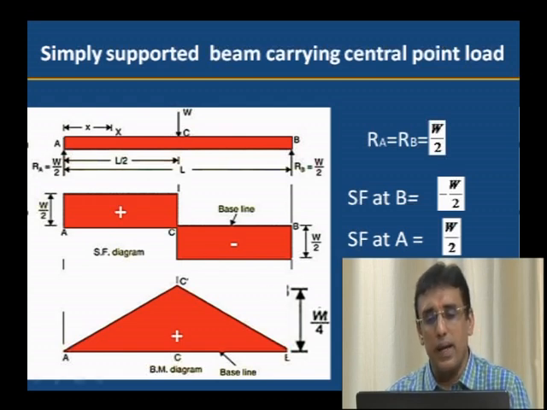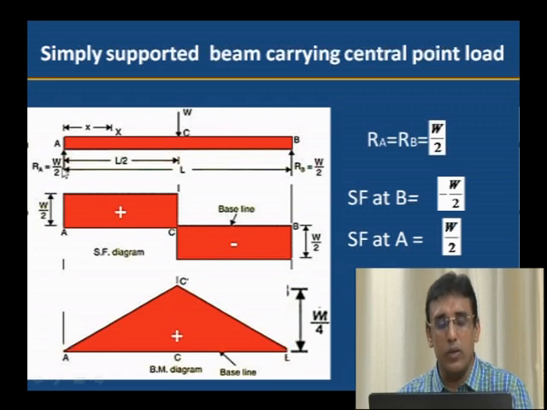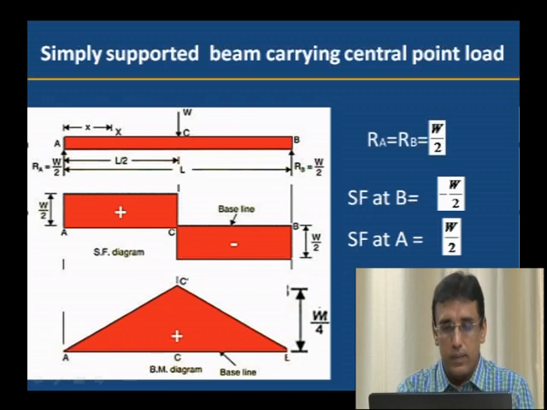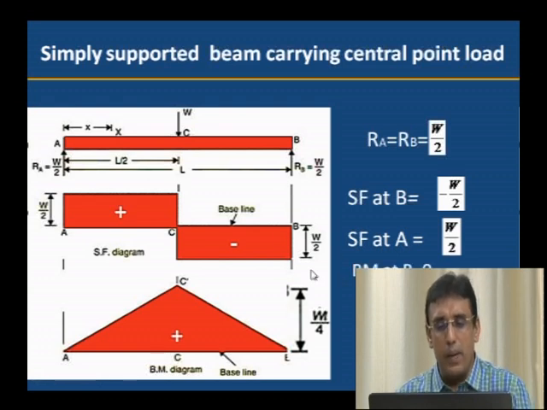Shear force at A, again what we can observe, W by 2. If we add minus W by 2 plus W, we will get W by 2. That is the shear force at A. Bending moment at B is 0 because force into distance is 0.